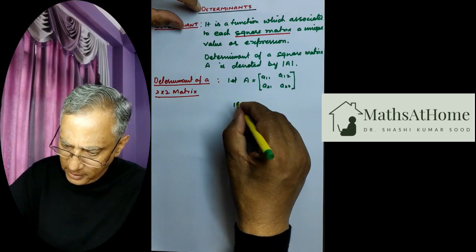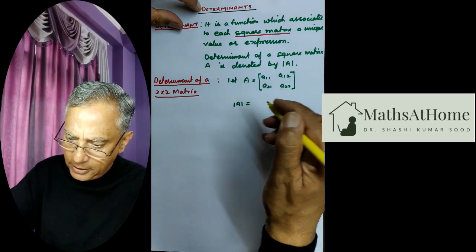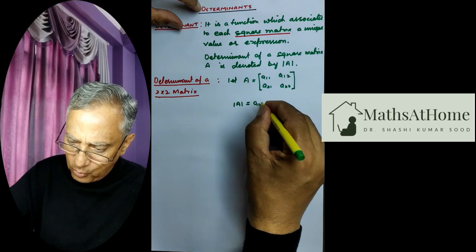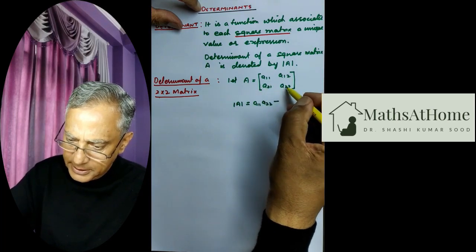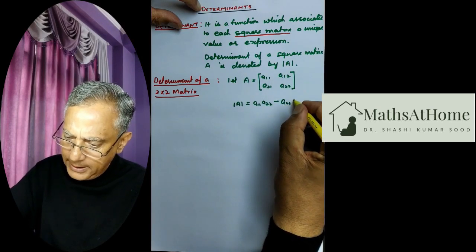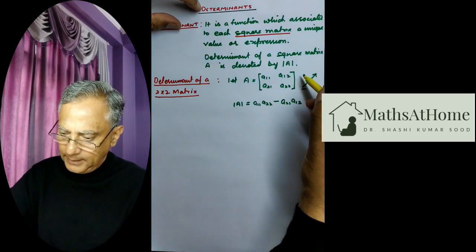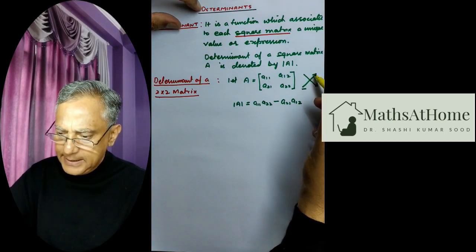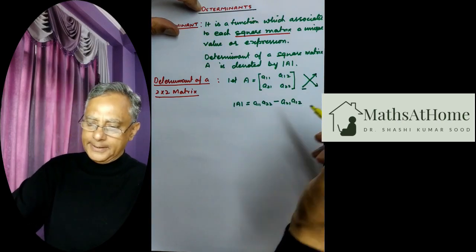Then determinant of A is defined as this into this. That is A11 into A22 minus this into this. That is A21 into A12. That is this minus this. This into this minus this into this.